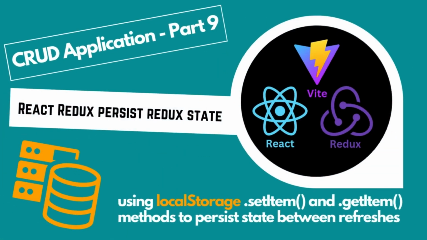In our last video, we noticed that refreshing our post application caused all posts to disappear. This happens because state in Redux is stored in memory, which gets cleared when the browser reloads. To fix this issue, we need to persist our data so that it remains available even after a refresh.